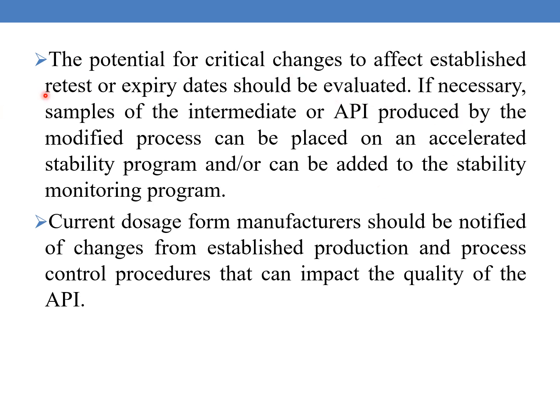If necessary, samples of the intermediate or API produced by the modified process can be placed on an accelerated stability program or can be added to the stability monitoring program. The current dosage form manufacturer should be notified of changes from established production and process control procedures that can impact the quality of the API.